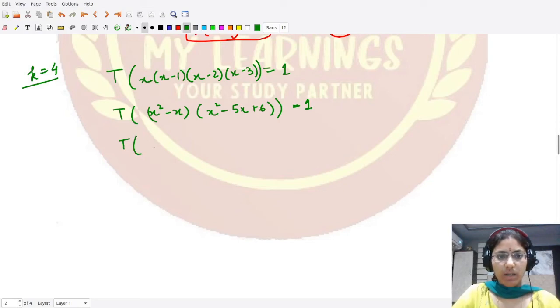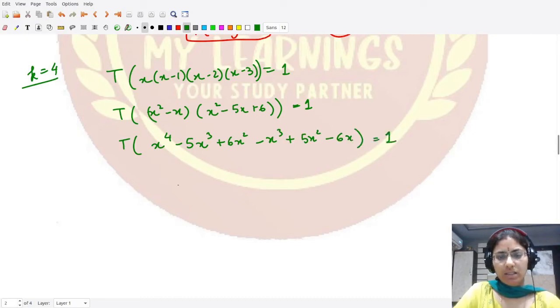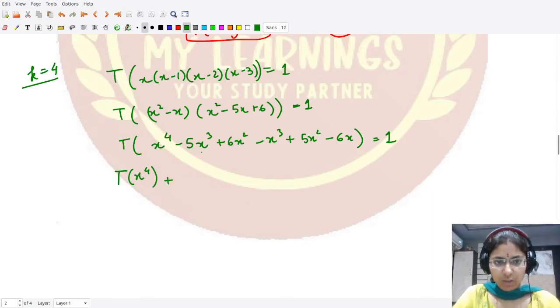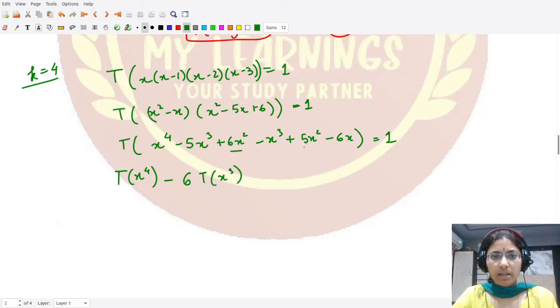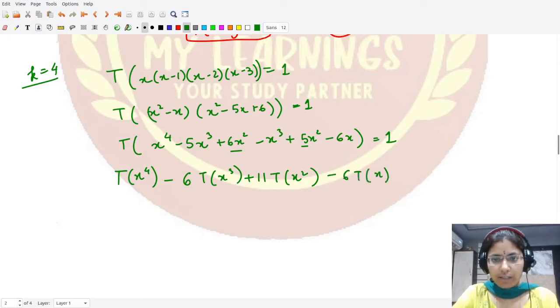So just multiplying all the terms together, x power 4 minus 5x cube plus 6x square minus x cube plus 5x square minus 6x. This is just simple calculation, right? Simple algebra. I hope you are able to perform this. And so here the x cube terms total 6, so you have minus 6 times T of x cube. Then the square terms are this and this, so you have plus 11 times T of x square, and then minus 6 times T of x, so that is equal to 1.